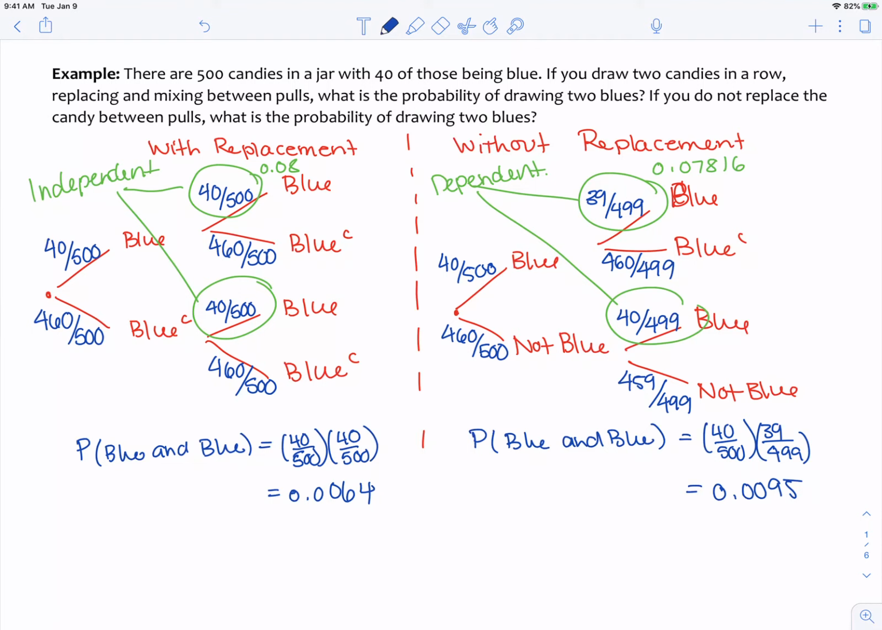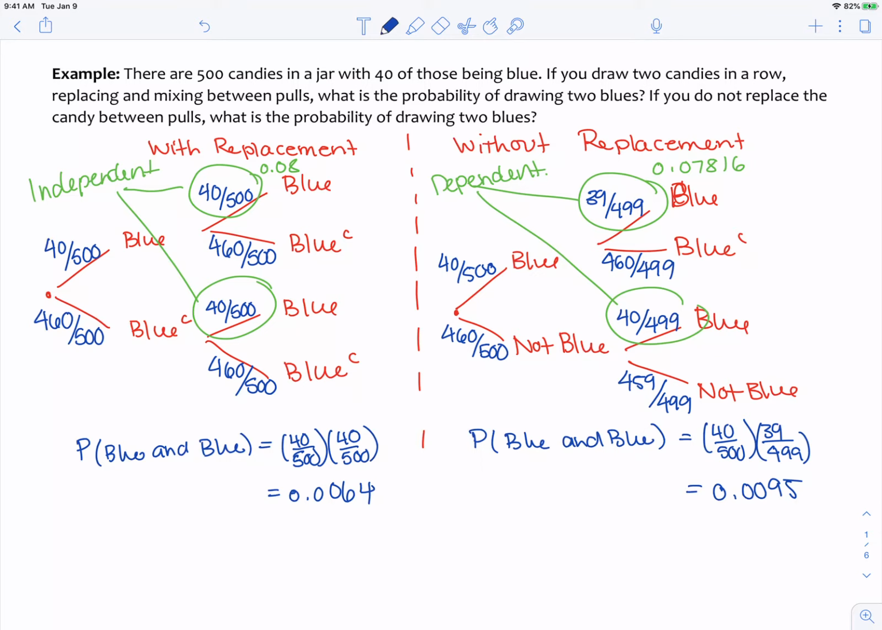So if we rounded to the nearest whole percentage, these would both end up being the same. Again, we're not seeing a huge difference in our probabilities based on the difference between independence and dependence when we're drawing a small number of things from a larger group of things. And that's ultimately what we want to happen.